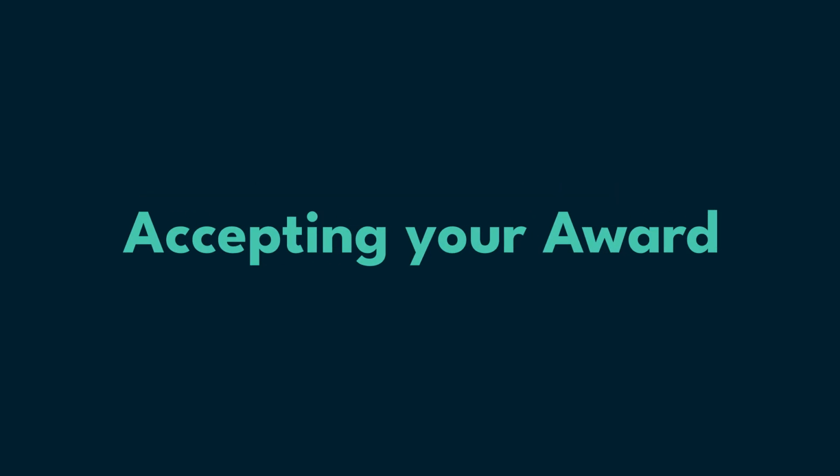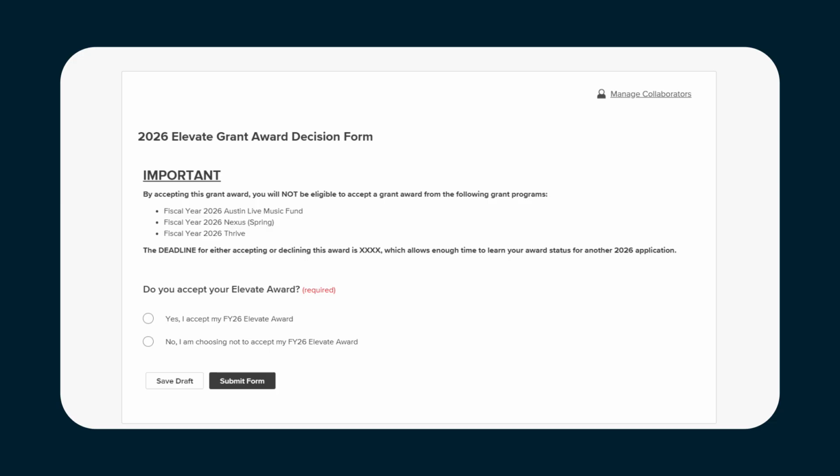Accepting your award. When you receive your award acceptance email, you will also be sent an award decision form. Each program will have a deadline to decide whether you will accept your award. It is important to pay attention to communications to make sure you do not miss your deadline.